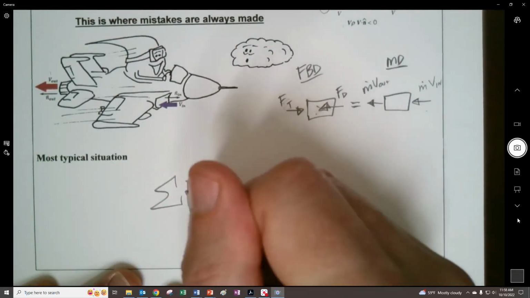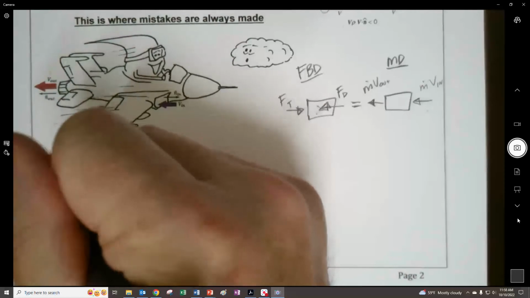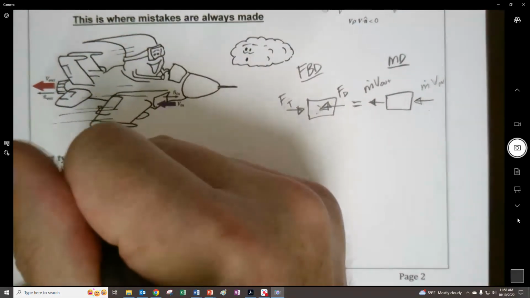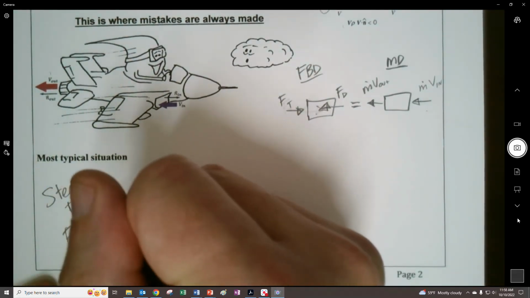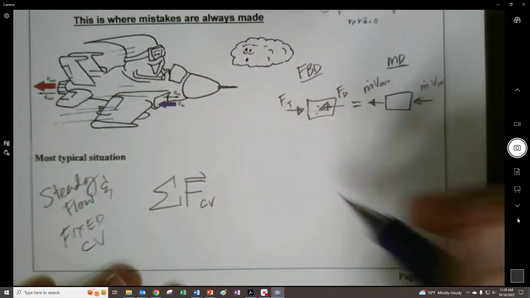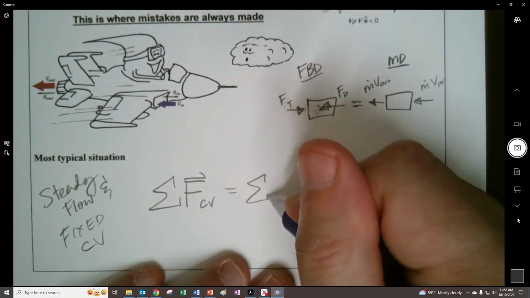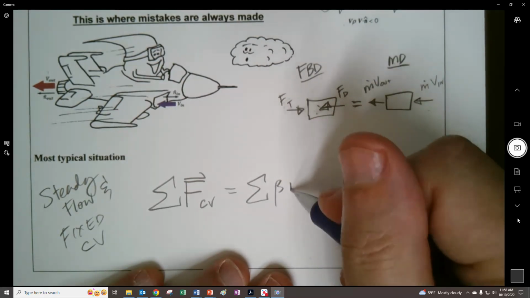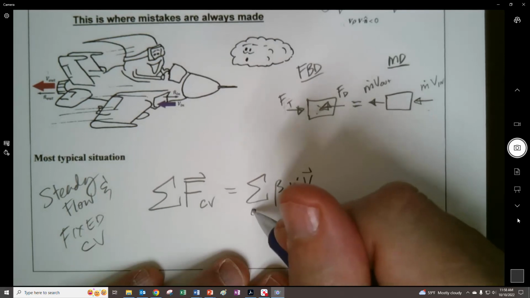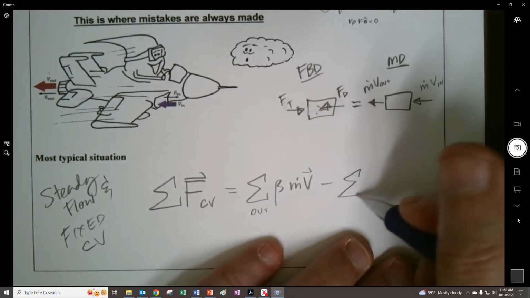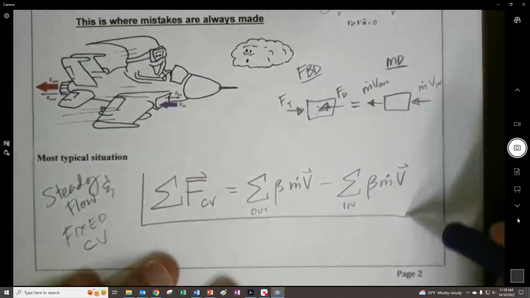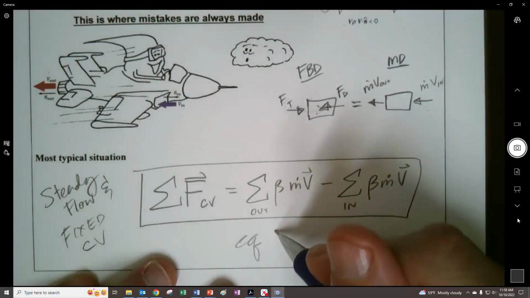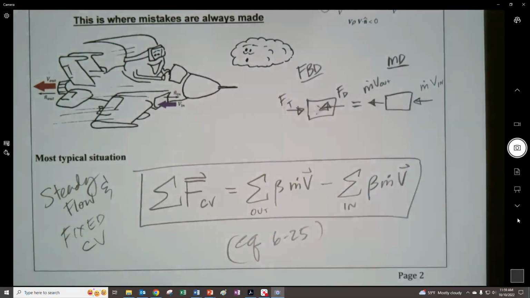So lastly, I'm going to leave you with the main equation that we'll end up using. That's the sum of the forces on the control volume. We're going to make this for steady flow conditions, and let's also make it for a fixed control volume. We're going to say the sum of the betas times m dot v out minus the sum of the betas m dot v in. And this is equation 6.25 in your textbook. A good thing to learn.